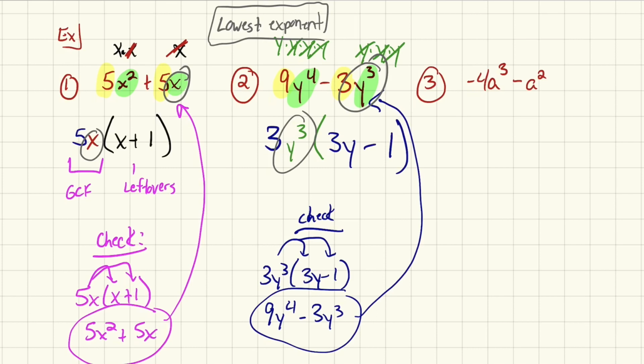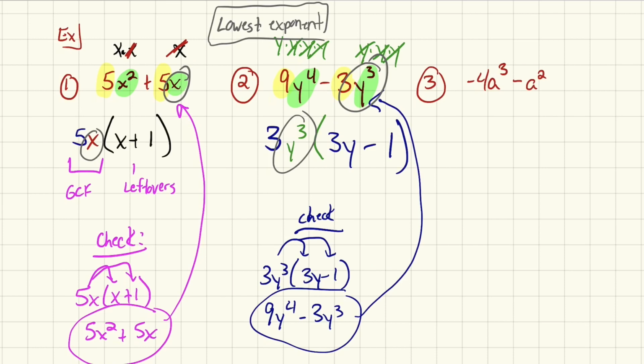All right, number 3. In our third example, we have negative 4a to the 3rd minus a squared. Now, the reason that I wanted to include this problem is because of the negative that's leading out. Anytime you have a negative leading out, you have to factor out the negative.